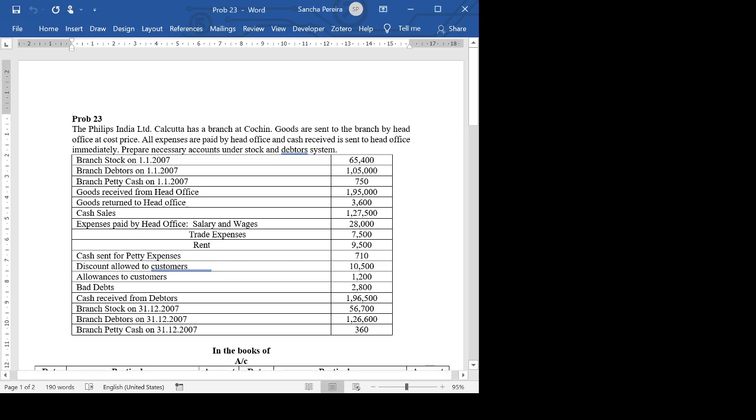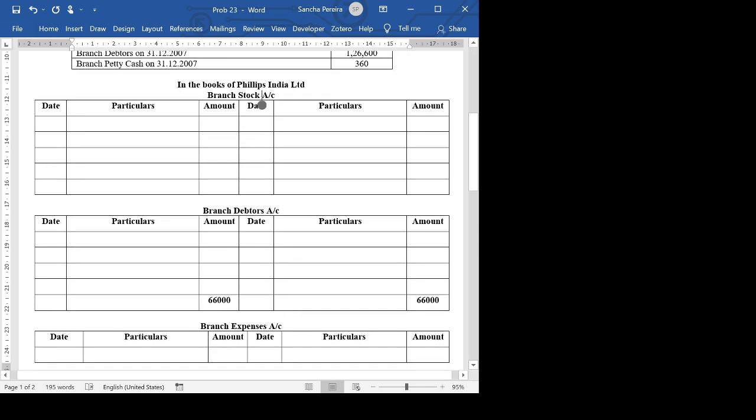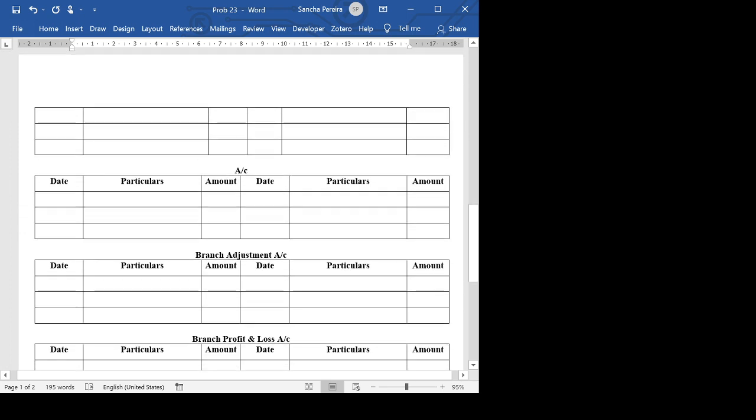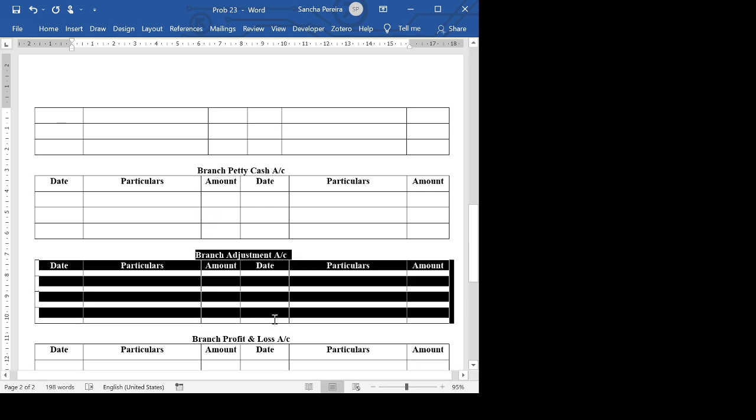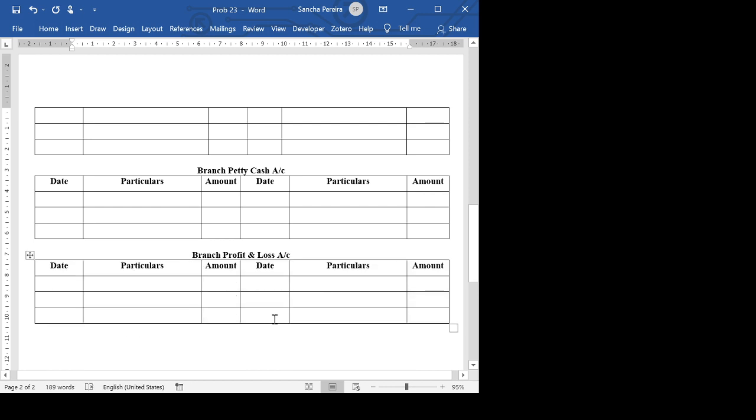So in the books of Philips India Limited, we have the branch stock account. Then there is branch debtors, branch expenses. We need the branch petty cash also, the branch petty cash account. The adjustment is not required, but the profit and loss will be required because the final answer comes in the profit and loss account.